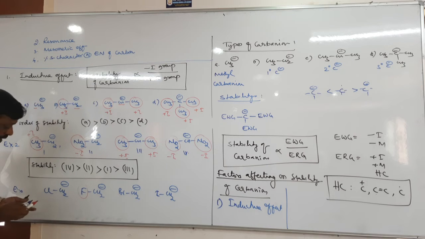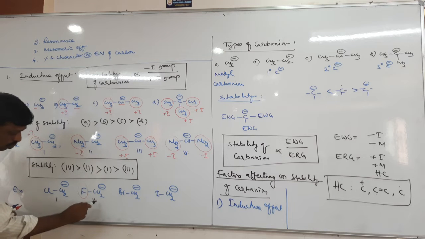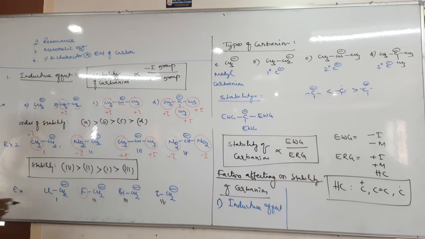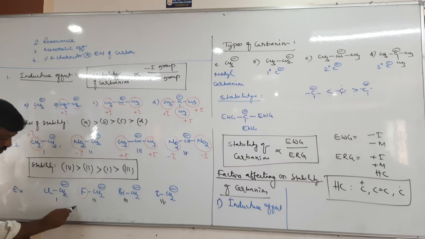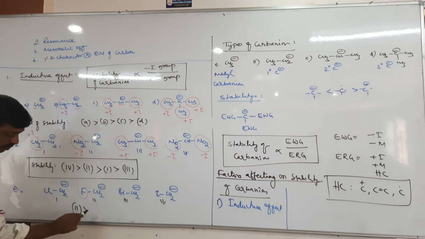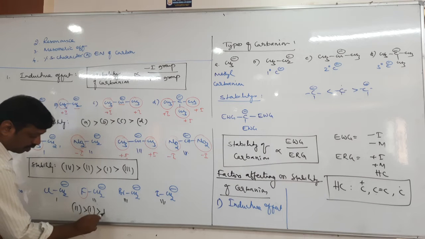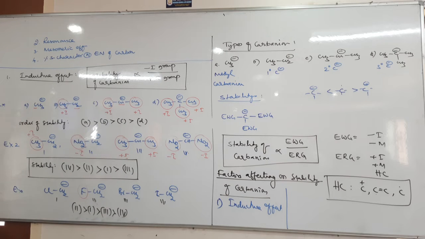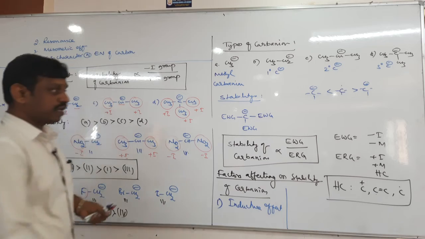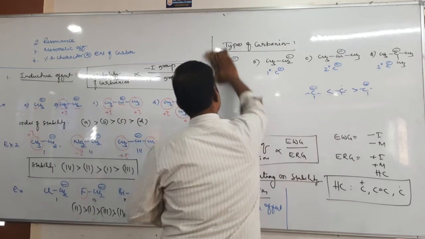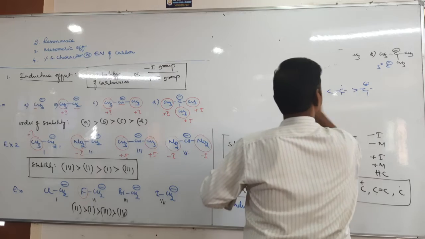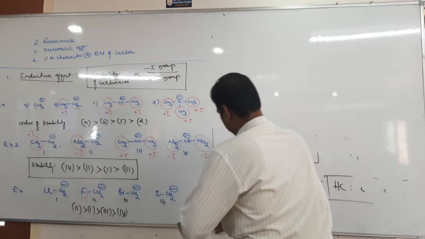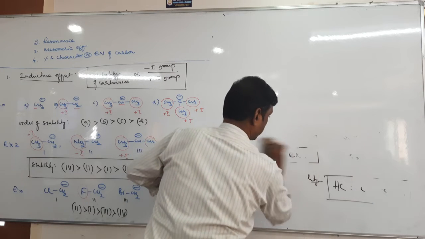Therefore, which is most stable? So it is 1, 2, 3, then 4. Which is most stable? That is 2 is most stable. The next is 1, then 3, then 4. Right? So this is the stability of carbanion based on minus I and plus I effect. Next, second factor is resonance effect.